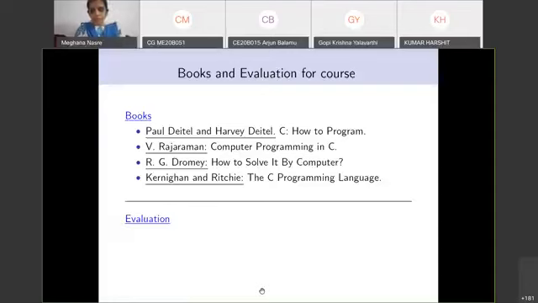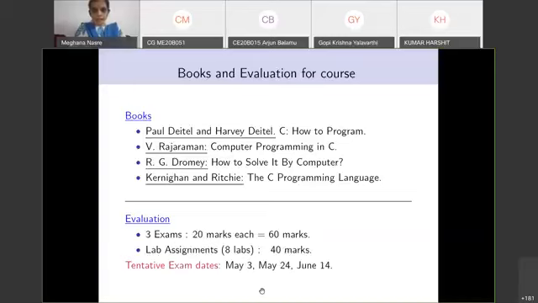So coming to evaluation for this course, we will have 3 exams. Each exam will be 20 marks, which will account for 60 marks for the course. We will have lab assignments which are worth 40 marks, and we'll have 8 graded lab assignments. Tomorrow's lab assignment will be ungraded, but it is very important that all of you attend. If you do not attend, you will have to justify, otherwise there will be a penalty.